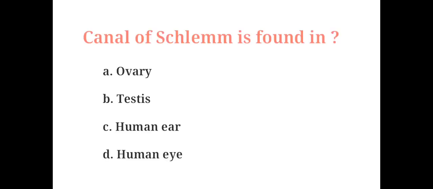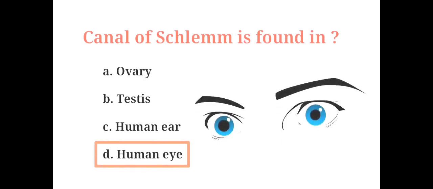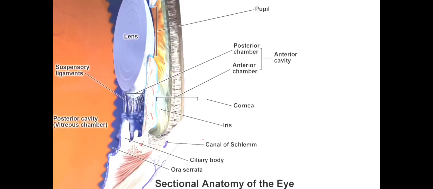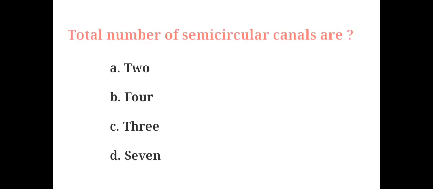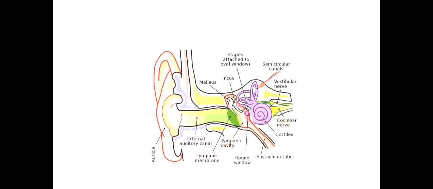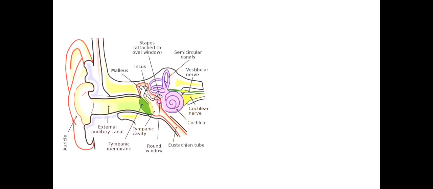Canal of Schlemm is found in. The correct answer is D. Human eye. Schlemm's canal is a unique vascular structure that functions to maintain fluid homeostasis by draining aqueous humor from the eye into the systemic circulation. Total number of semicircular canals are. The correct answer is C. 3. Semicircular canals are 3 tiny fluid-filled tubes in your inner ear that help you keep your balance.